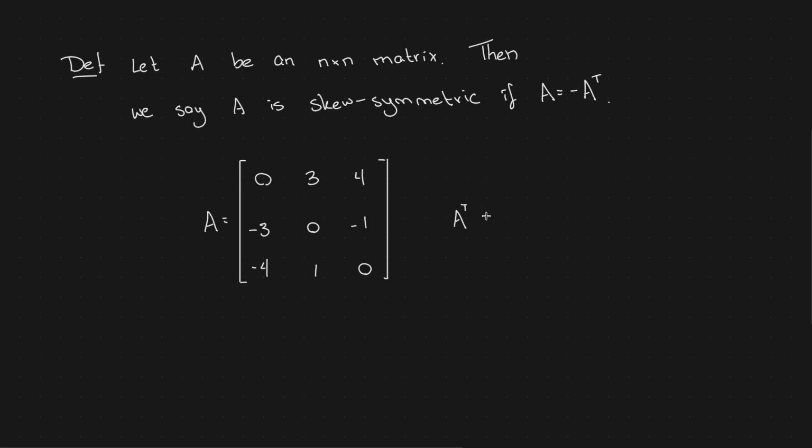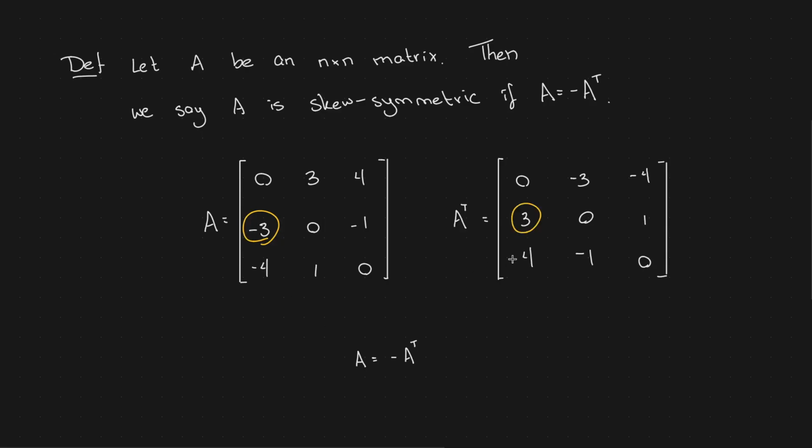If we take the transpose, each row from the original becomes a column in our transpose. So my first column in the transpose is the first row here, 0, 3, 4. The next column is the second row here, negative 3, 0, negative 1. And the final row in A is my final column in A transpose, negative 4, 1, 0. And so we can see these two matrices are not equal, but A is equal to negative A transpose. We just shift by a sign. At every entry, it's the same value but opposite sign.